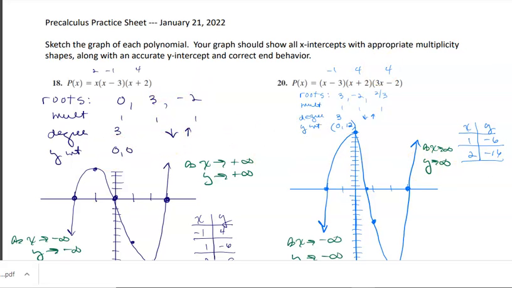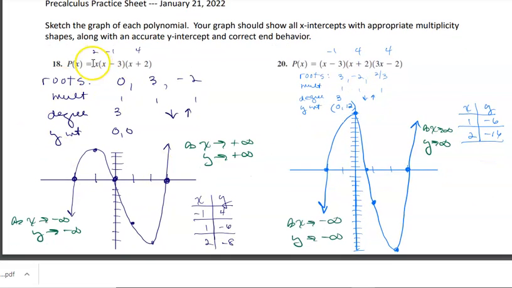Okay, so let's go over these. They are giving you a polynomial and it's in factored form. They want you to sketch the graph of each of these. Your graph should show all the x-intercepts with appropriate multiplicity shapes, along with an accurate y-intercept and correct end behavior. So the sketch is going to show you the correct end behavior. I also wrote this out as end behavior so that you are able to correctly indicate what it is.